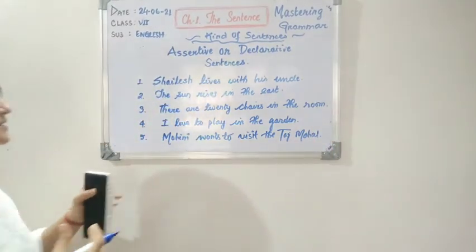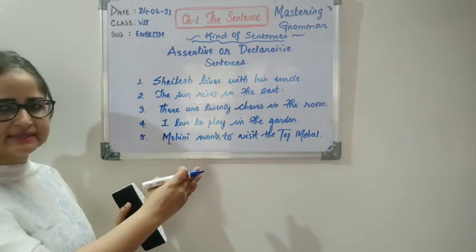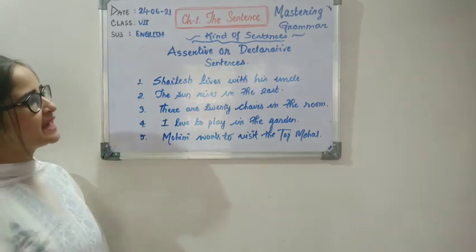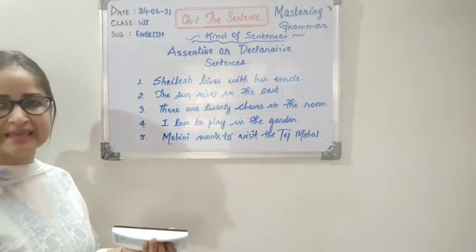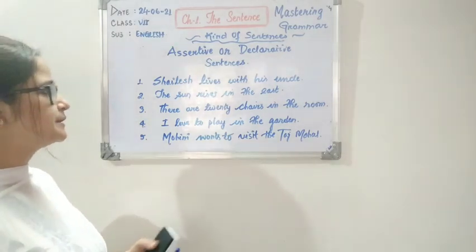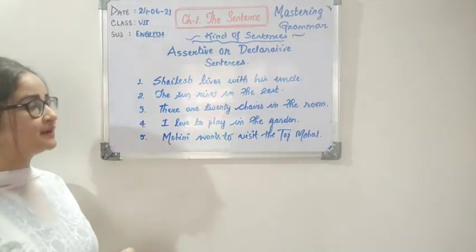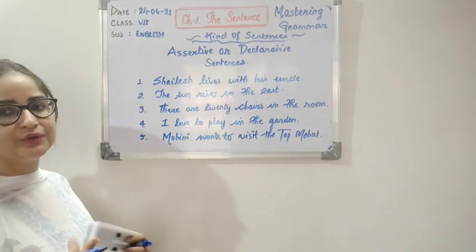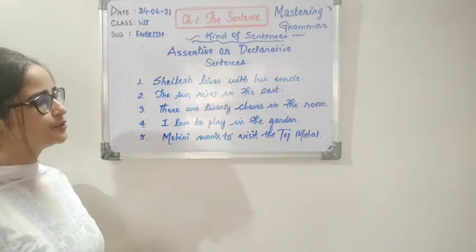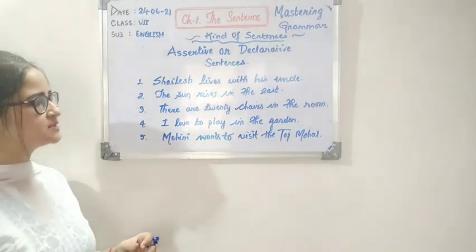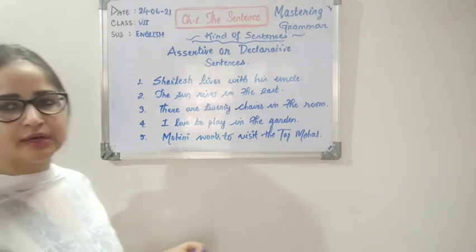So children, we can see that these sentences are proper statements. Sailesh lives with his uncle. It is a fact. I am just telling you this. The sun rises in the east is again a statement and it's a fact also. All the universal truths are facts. There are 20 chairs in the room. So I am just stating a fact again. I love to play in the garden. Mohini wants to visit the Taj Mahal.